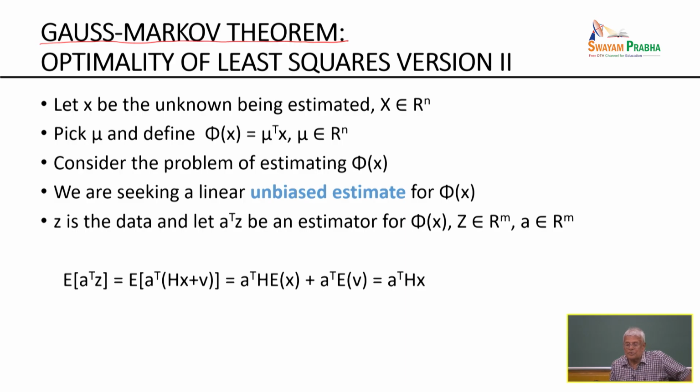So I'm now going to state and prove what's called the Gauss-Markov theorem, which essentially states that among all linear unbiased estimates, the least square estimate is the best. That means it has the least variance. So let x be an unknown being estimated. x is a vector in Rn.